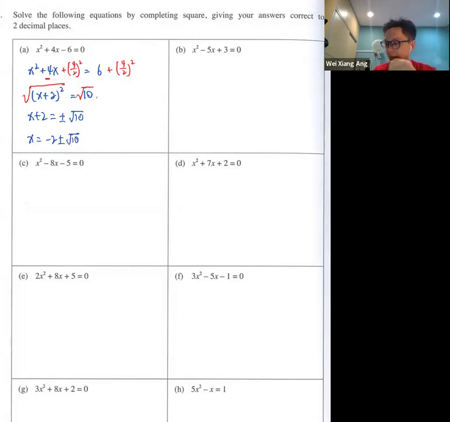So this is the exact form. To evaluate this, just use your calculator. If I evaluate this, I will get 1.16 or negative 5.16. They say to 2 decimal places, so these are rounded to 2 decimal places.